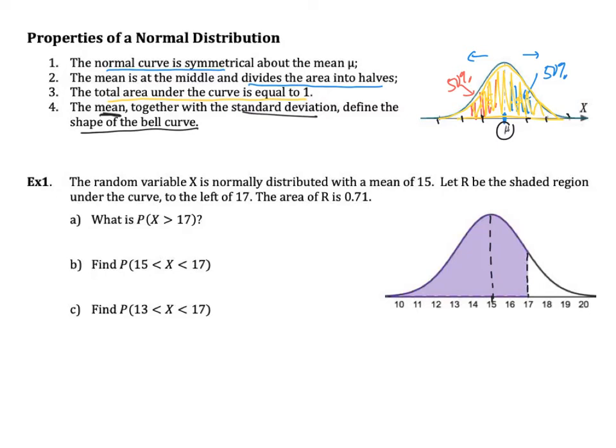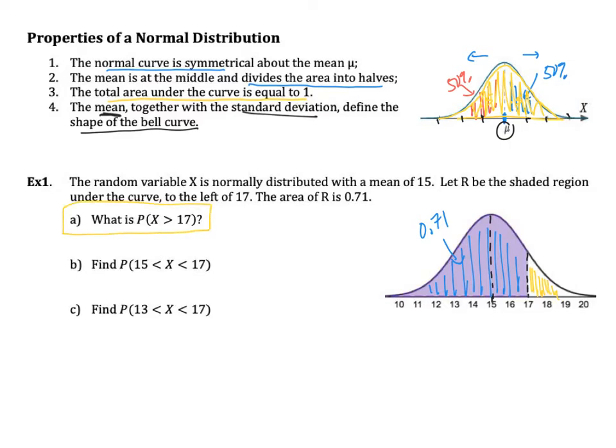The area for R is 0.71. So all of the shaded purple area on my paper has a value of 71%: 71% of the data is from 17 and below, right? And what does that mean about this area over here? Well, that's actually question letter A.